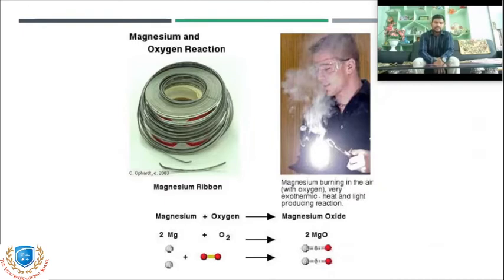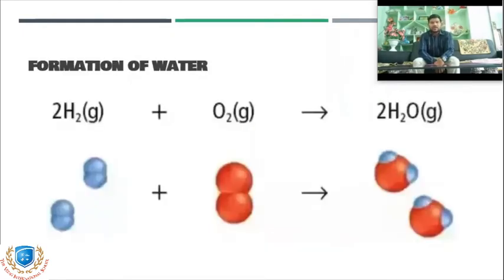One more example is the formation of water. How is water formed? By the combination of hydrogen gas and oxygen gas we get water. Water is also called hydrogen monoxide, its chemical name. Here hydrogen gas is an element and oxygen gas is an element. Two elements combine together to form water, a liquid. So this is also an example of a chemical combination reaction.